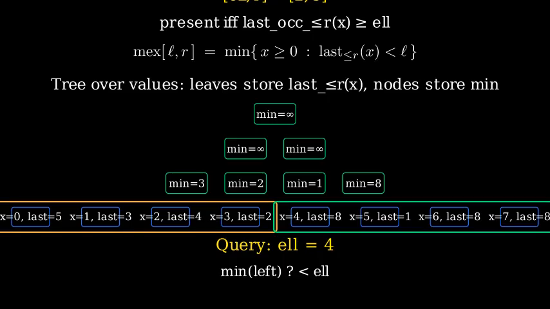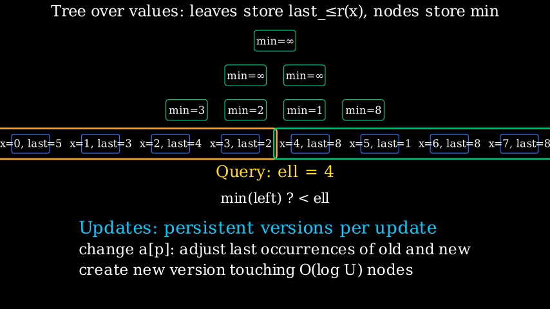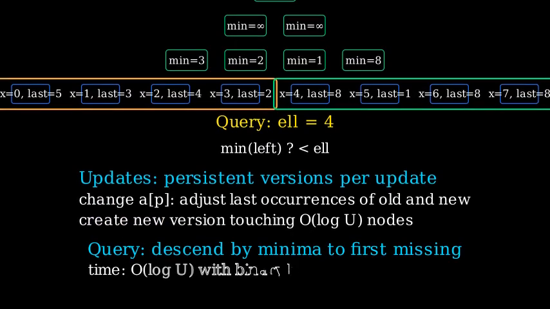To support frequent updates, when an index P changes from old value to new value, we update the position sets for both values and refresh last occurrences at R, producing a new version of the tree. Using persistence, each update builds a new version with logarithmic changes over the value domain. Query time is logarithmic in the value universe with a binary tree.